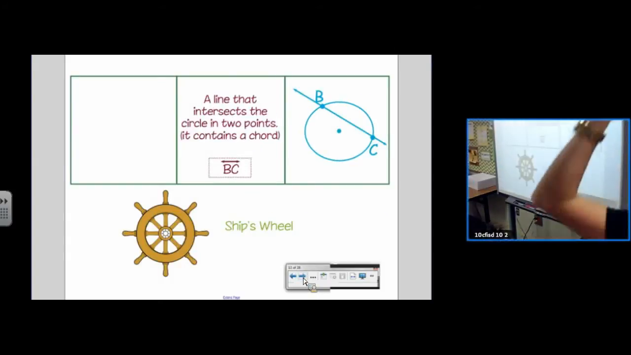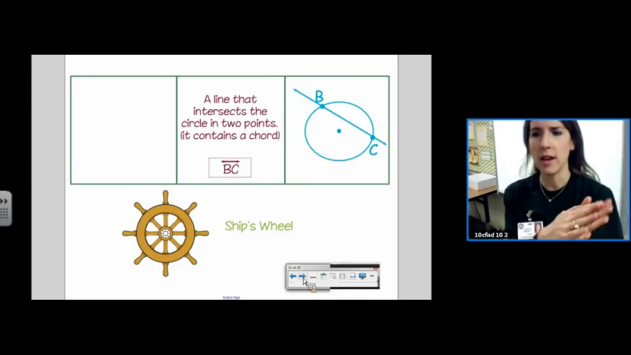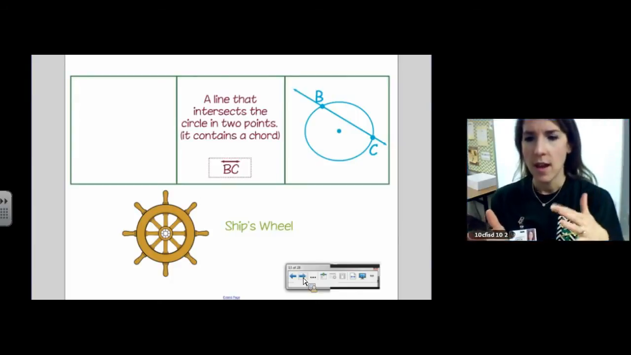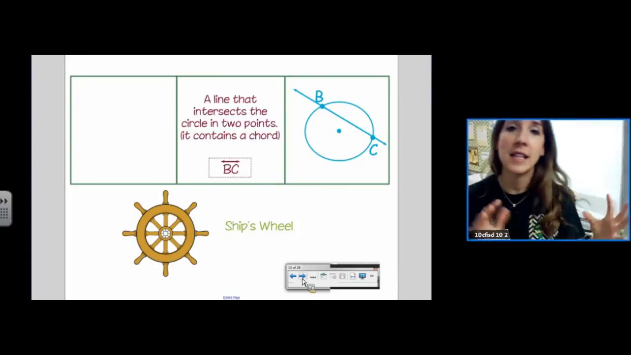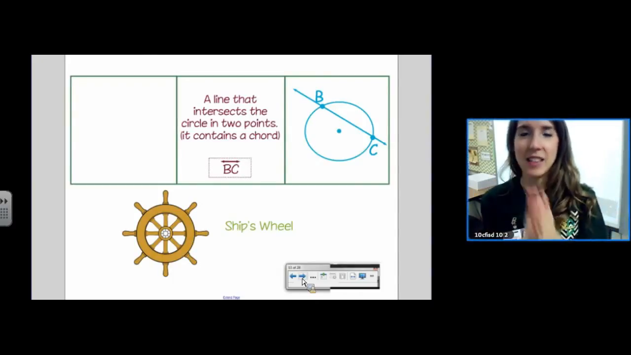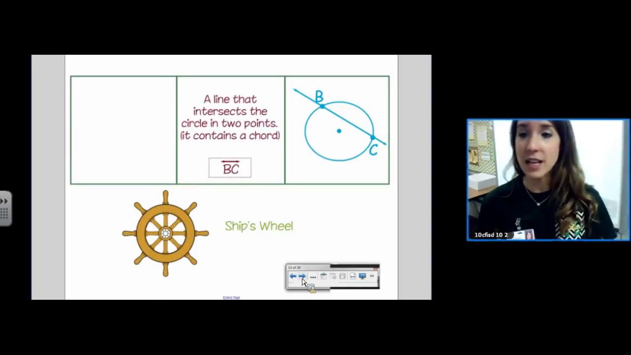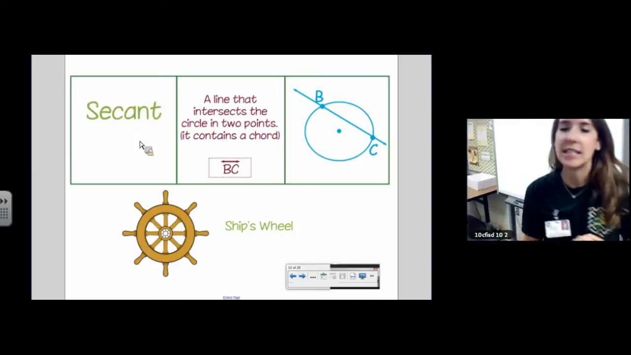A line that intersects the circle in 2 points. It contains a chord. So go back and look at your definition of chord, and then look at this definition. How are these alike and different? Okay, very good. You said that the difference was a chord is a line segment, and this word that we don't know yet is a line. So that's the only difference. Take a chord, put arrows on it, and you get this word. The answer is, this word is secant.